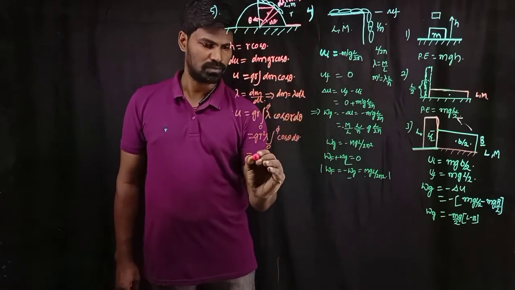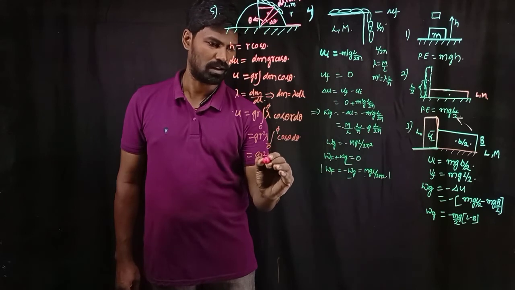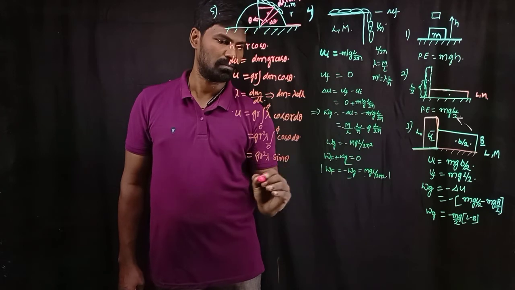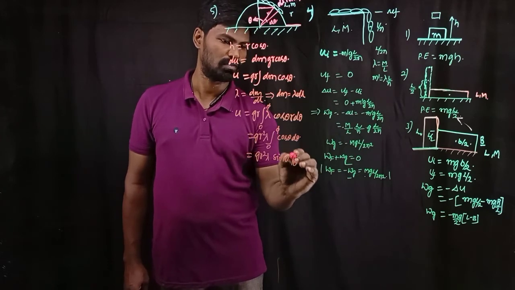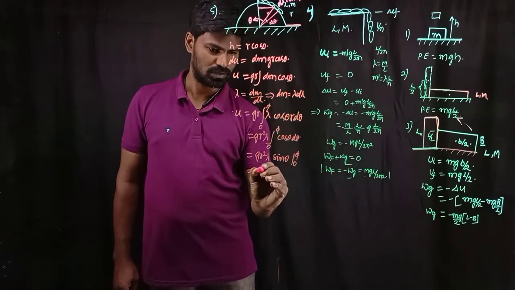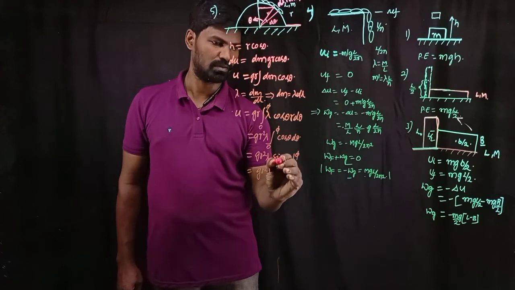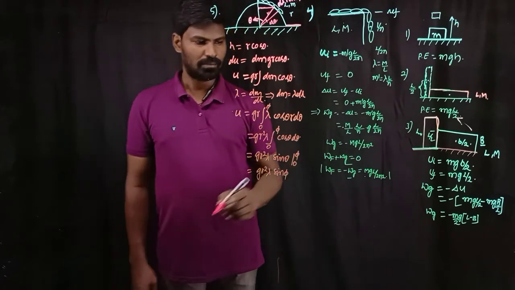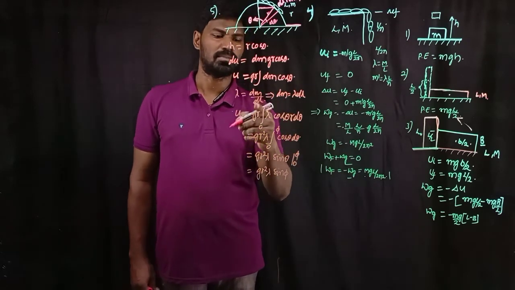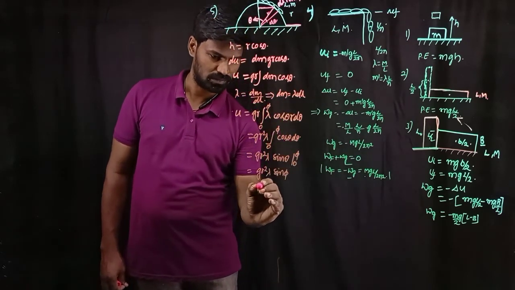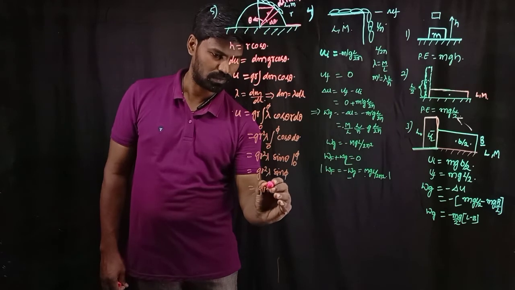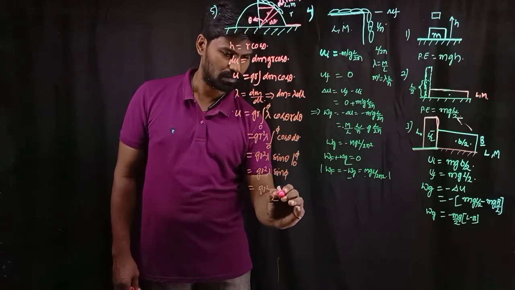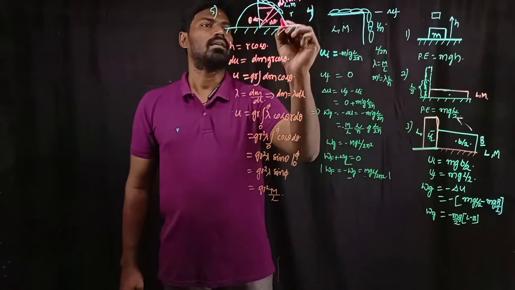That is equal to g r squared lambda into the integral of cos theta, which is sin theta, between the limits 0 to phi. That is g r squared lambda into sin phi. Actually, what is lambda here? Lambda is mass by length. That I am substituting here: g r squared into m divided by L into sin phi.